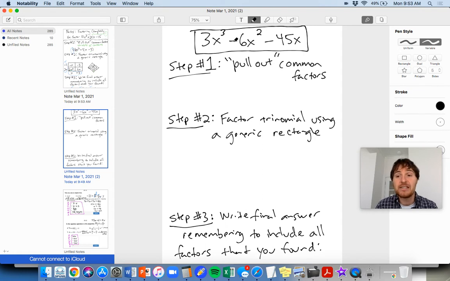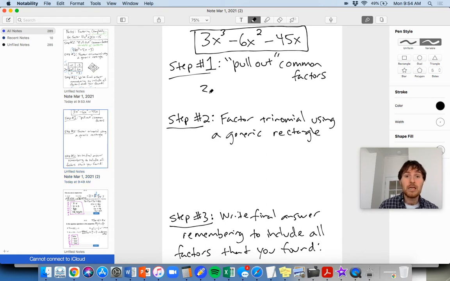So 3, does it go into 6? Yeah, it goes into 6 twice. Does it go into -6? Goes into -6, -2 times. Does it go into 45? Sure as heck does. 3 times 15 brings you to 45. You can do 45 divided by 3 in a calculator real quick to make sure that 3 does go into it, but you've got to move quickly through that. So 45 divided by 3 is 15, so we're going to have 15 here.